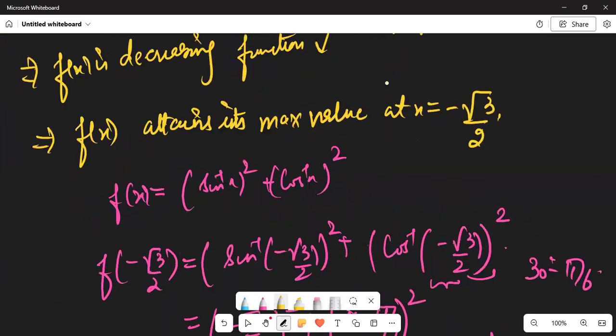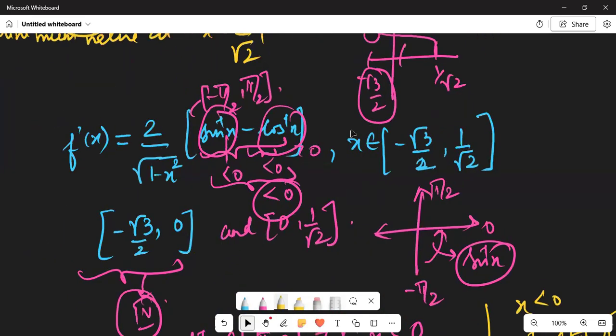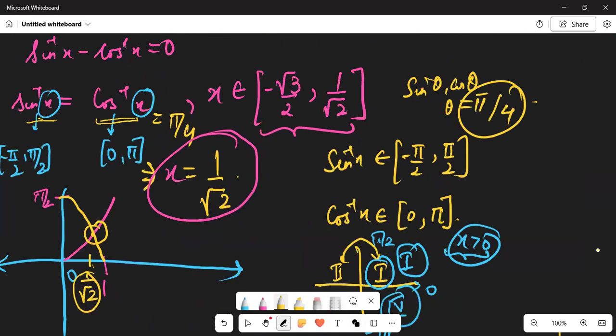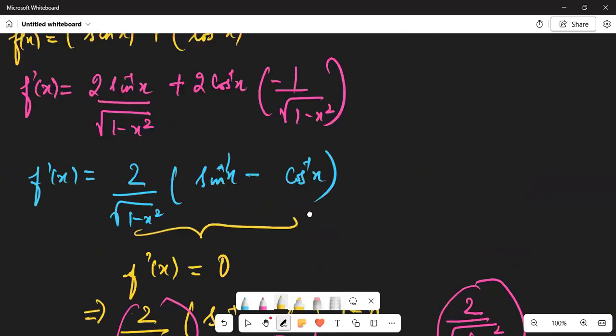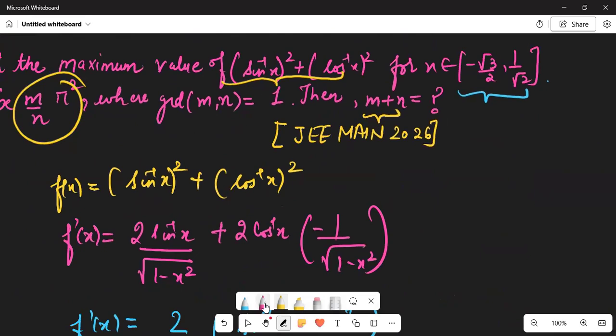So the answer to this question is m plus n equals 65.